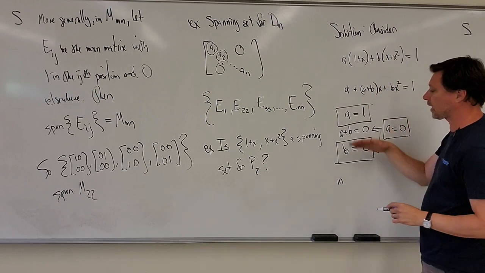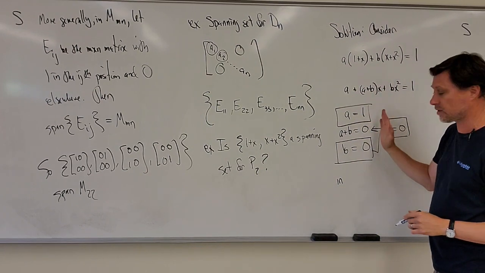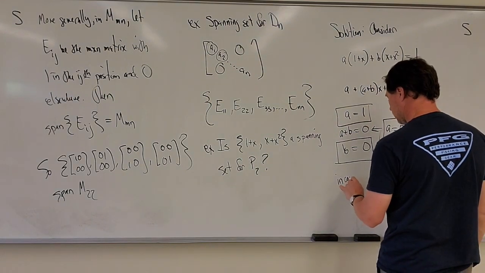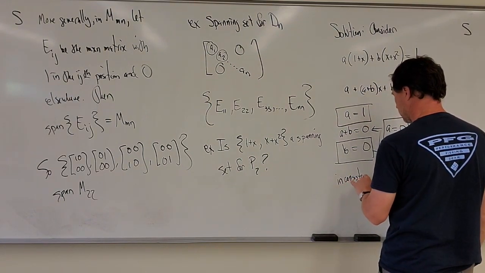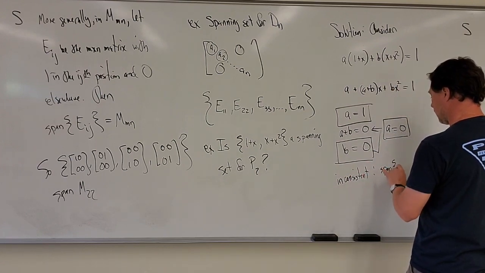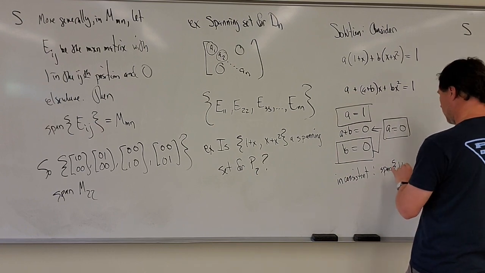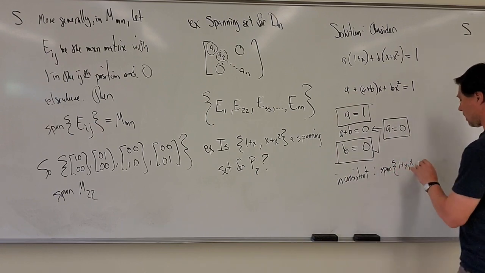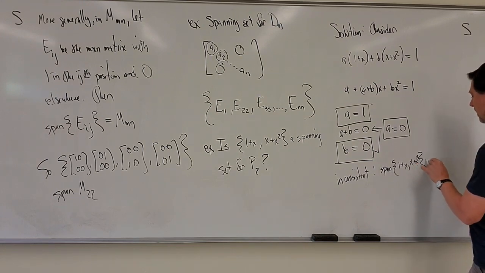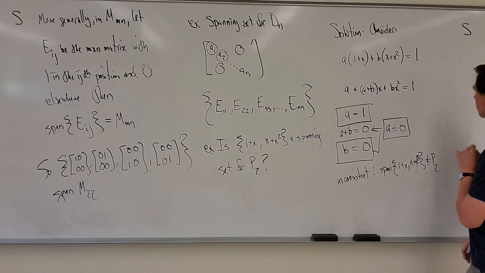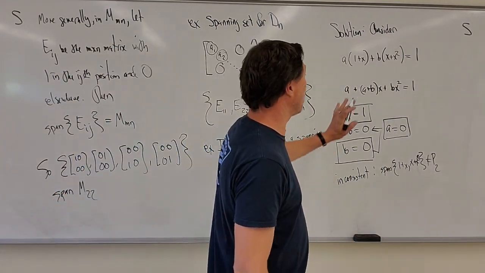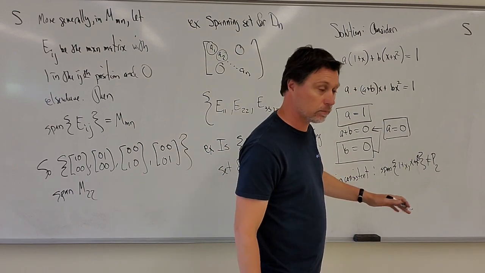I didn't even bother setting up an augmented matrix. It was easy enough to just solve or see that the system was inconsistent. So inconsistent. And so what that tells us then is that the span of those polynomials, 1 plus x and x plus x squared, is not equal to P2. As soon as we find one polynomial that is not in the span, we're done.